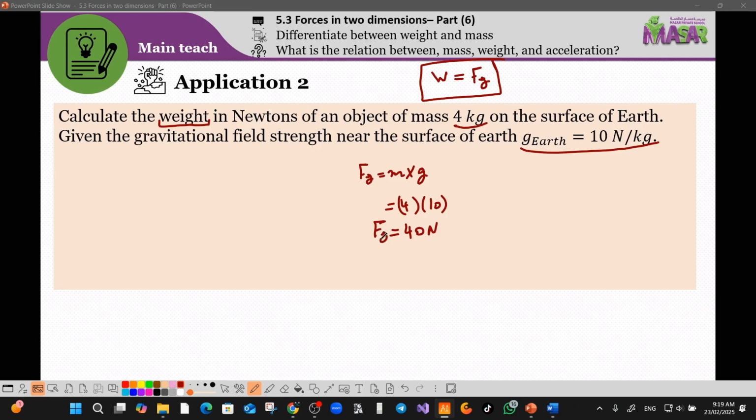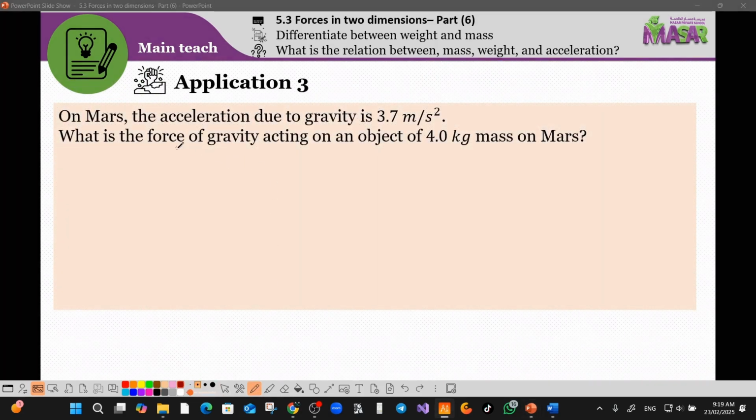Now, application 3. On Mars, we have a new planet. The acceleration due to gravity is 3.7 meter per second squared. Now we know that the g of Earth is approximately 10 newton per kilogram or meter per second squared, as we saw in the previous example. Now this gravity is much less than the gravity on Earth, which means we will find that for the same object, we will have a different force of gravity and it should be less.